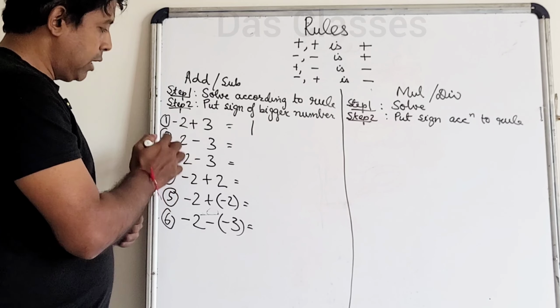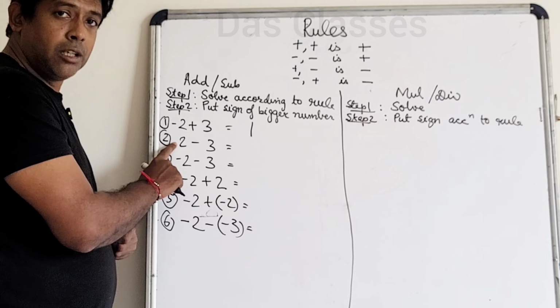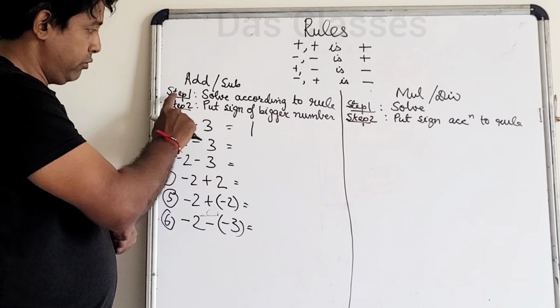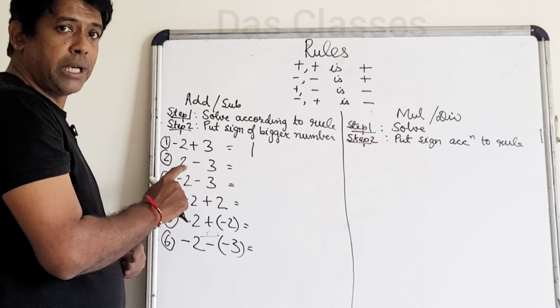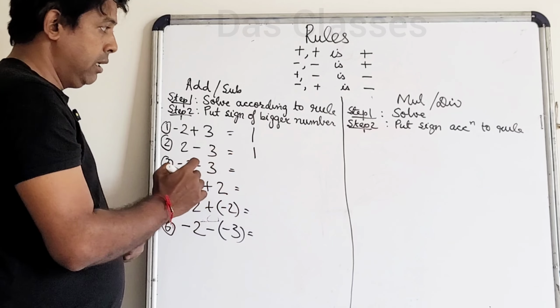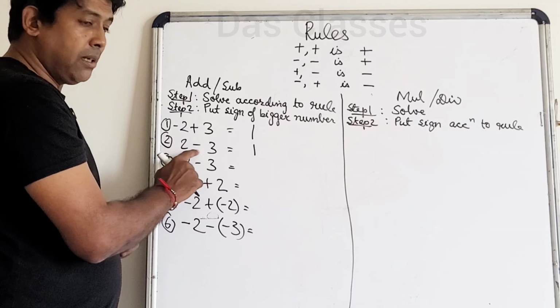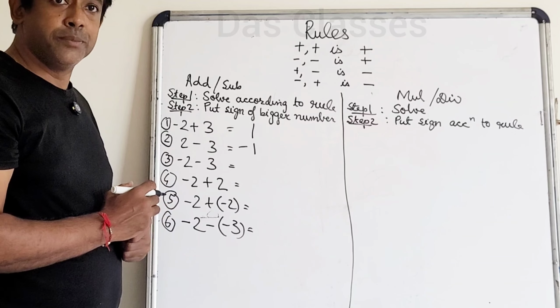Okay. Second one, 2 minus 3. There's no sign over here, means it's a plus sign. So again the same thing. First step, solve according to rule. Rule is plus minus is minus, so we are going to subtract it. 3 minus 2 is 1. And then step 2, put sign of the bigger number. 3 has minus sign, 3 is a bigger number, so minus 1.